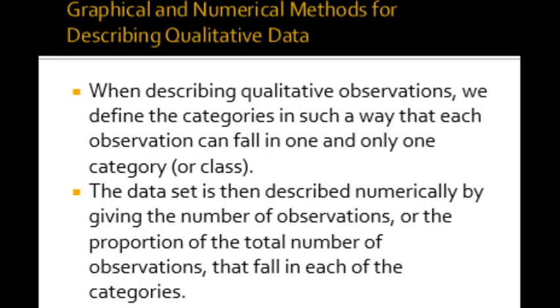So let's first look at qualitative data. We will look at some graphical methods and numerical methods to describe qualitative data. For describing qualitative observations, the first thing that we need to do is define the categories or the classes in such a way that each observation falls in one and only one category. The data set will then be described by counting the number of observations in each category. This is called the frequency. And we could also calculate the proportion of observations that fall in each category.